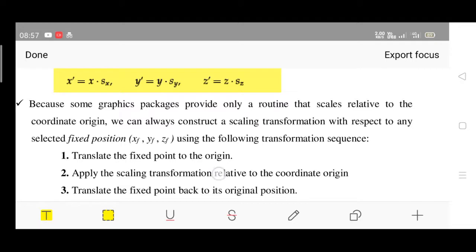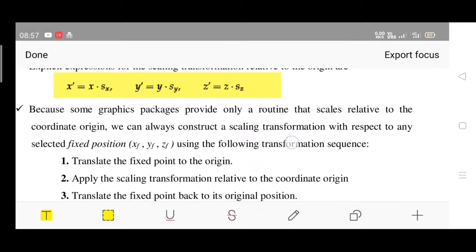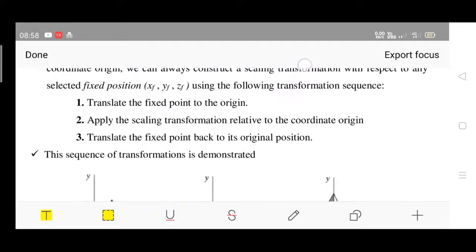So translate the fixed point xf, yf and zf to the origin. Apply the scaling transformation relative to the coordinate origin. Of course, scaling will be performed over there. Then you have to translate it back to the fixed position or initial position. So translation followed by scaling followed by inverse translation is performed here. This is the sequence of operations if the model is not on the origin.